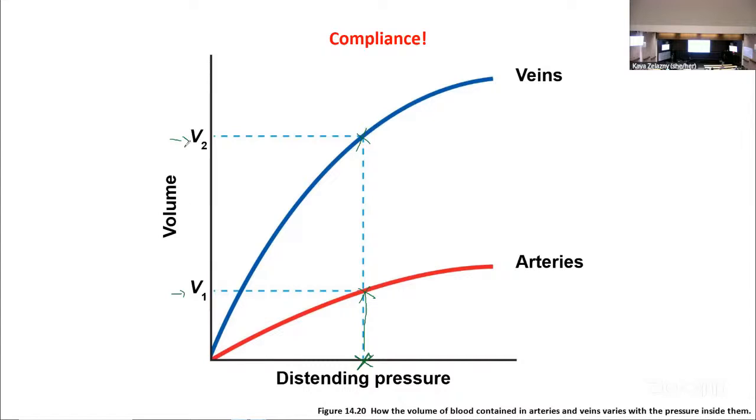So we can read this compliance graph either way. We can think about, okay, at that volume, what would the pressure be? Or we can think about at that pressure, what would the volume be? We're just talking about a relationship, right? And so when we say low compliance, right, we're talking about this lower line. When we say high compliance, we're talking about this high line. Our veins are highly compliant, making them a good reservoir for volume, right? So they can hold lots of volume without needing a big increase in pressure.